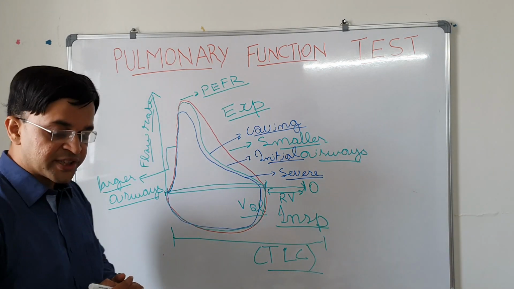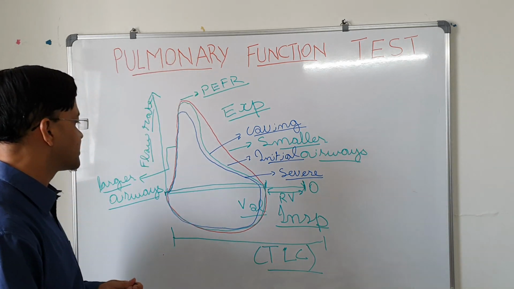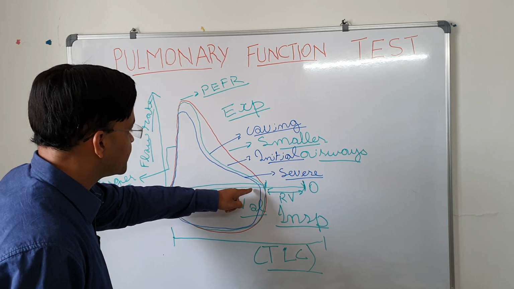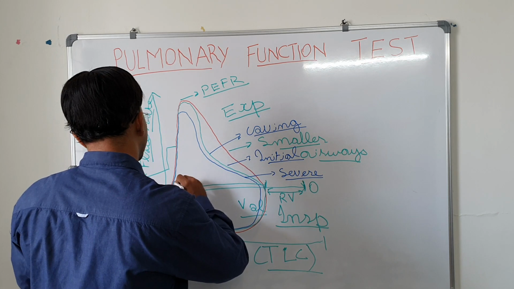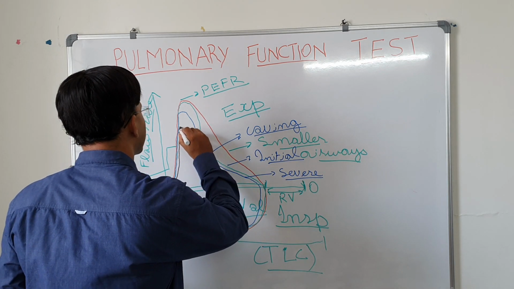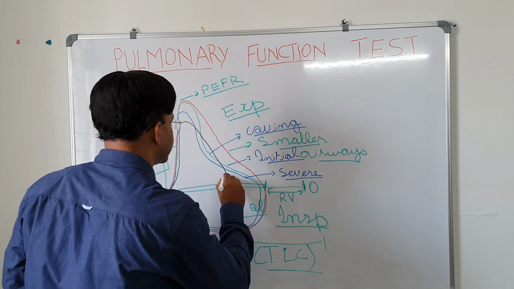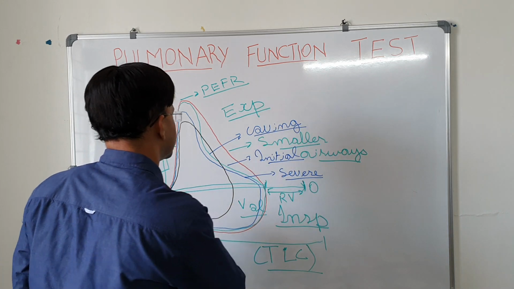So obviously in restrictive airway disease, this forced vital capacity will be compromised, but the shape of the graph won't change. There will be no coving. So basically, we are going to have something like this. The shape will be exactly the same, but it will be a smaller graph, right?